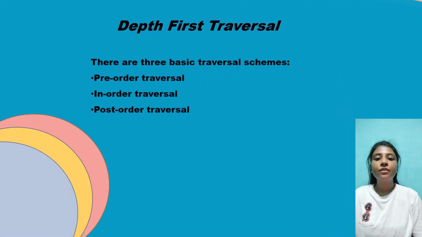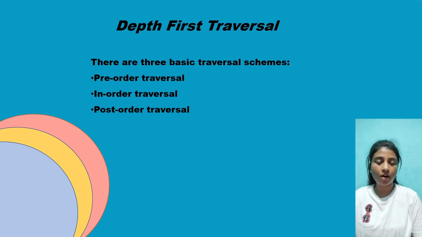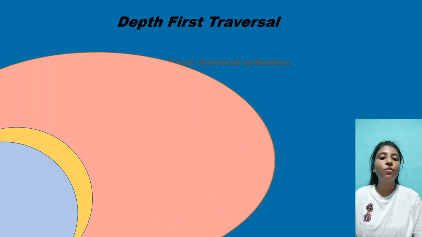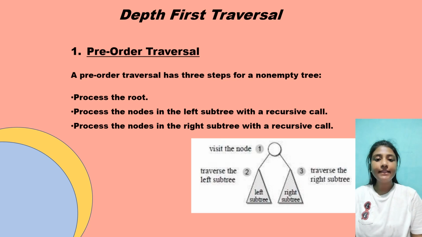Now that we have seen how depth-first traversal works in graphs, let's shift to binary trees. In trees, depth-first traversal is performed using three main traversal types: pre-order, in-order, and post-order. Each follows a different order for visiting nodes. Let's start with pre-order traversal.